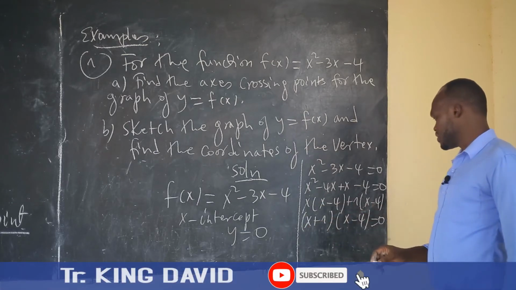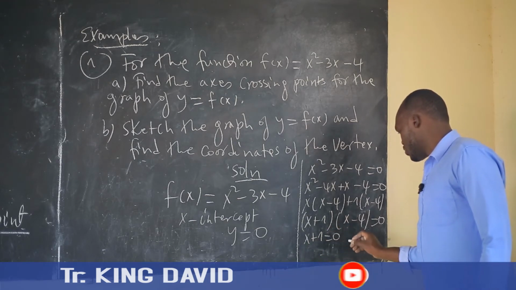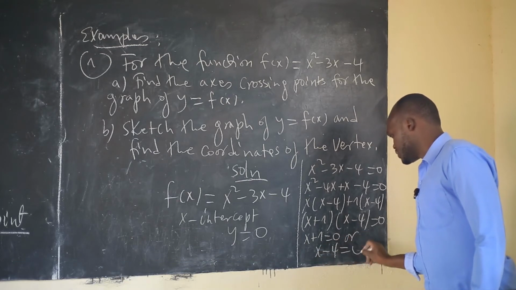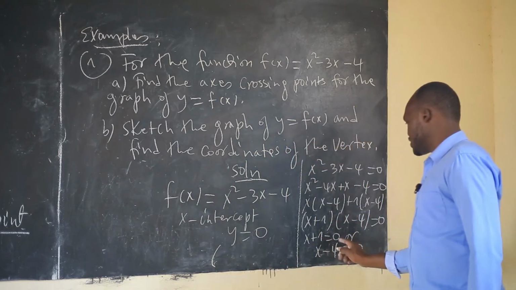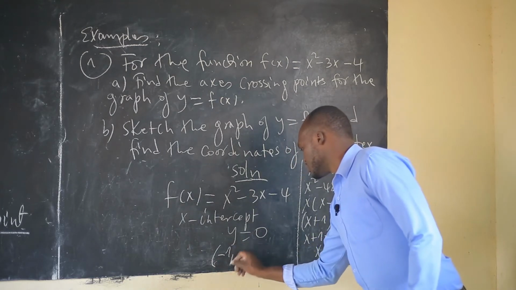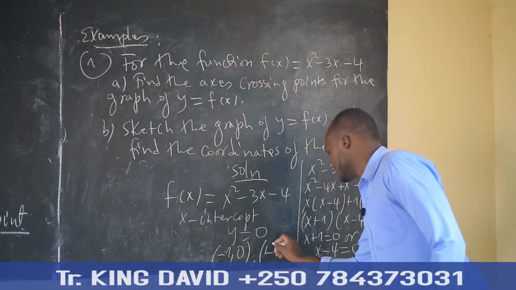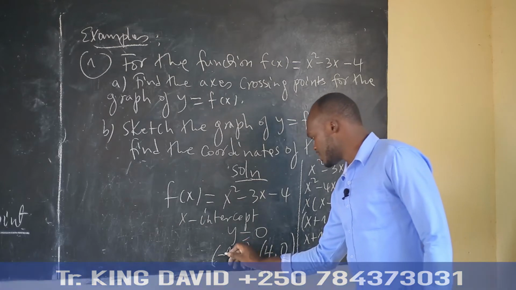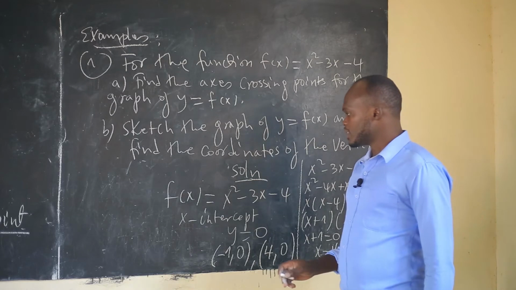I've used factorization. You can see that x plus 1 equal to 0 or x minus 4 equal to 0. So the coordinates, the value of x, will be negative 1, 0, or 4, 0. So this is our x-intercept: negative 1, 0 and 4, 0. So what about the y-intercept?